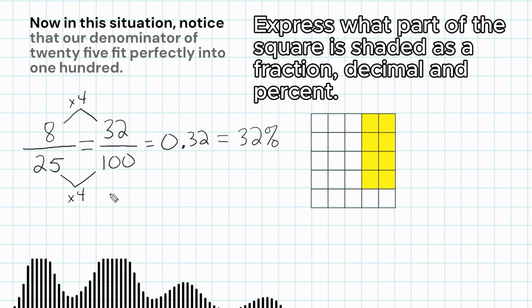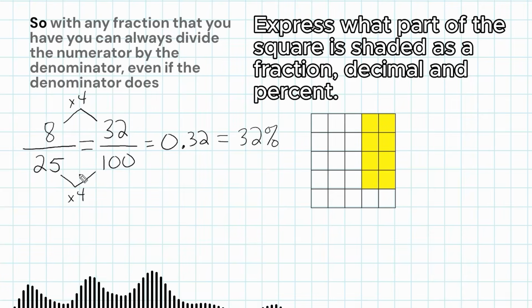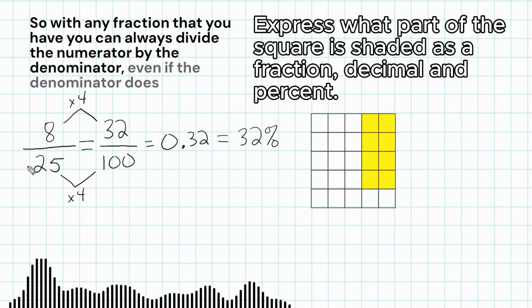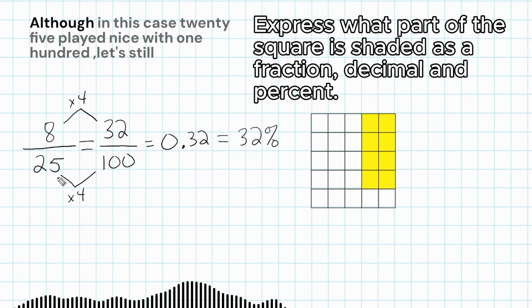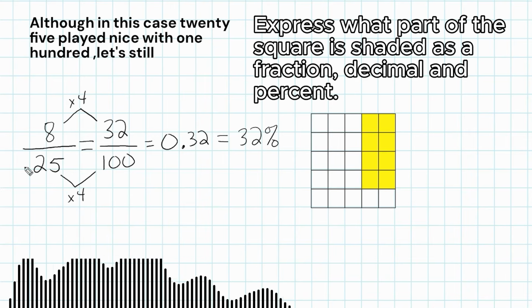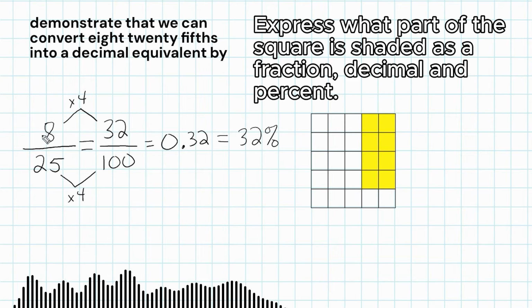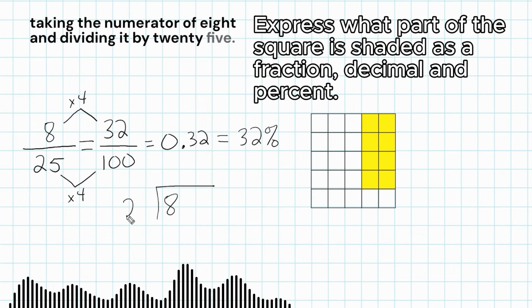Now, in this situation, notice that our denominator of 25 fit perfectly into 100. That will not always be the case. So with any fraction that you have, you can always divide the numerator by the denominator, even if the denominator does not fit into 100. Although in this case, 25 played nice with 100, let's still demonstrate that we can convert 8/25 into a decimal equivalent by taking the numerator of 8 and dividing it by 25.